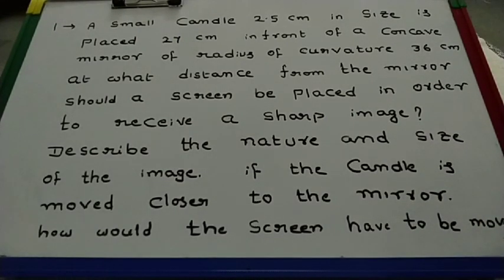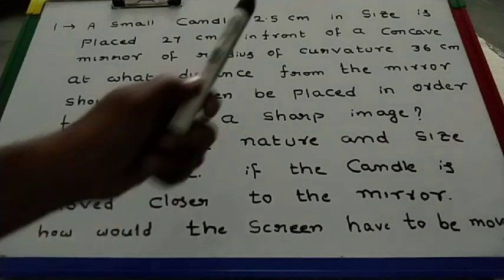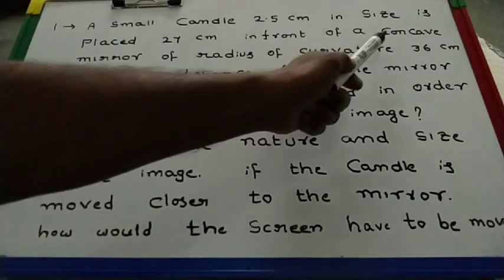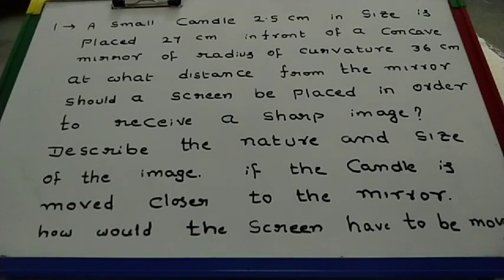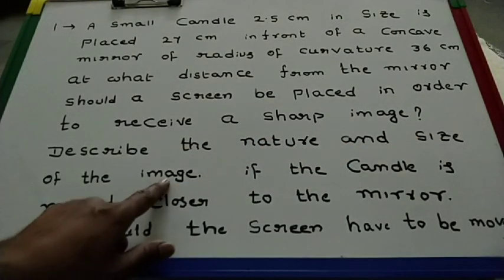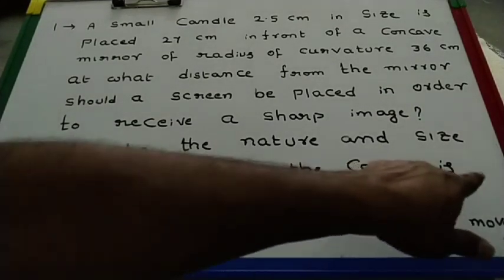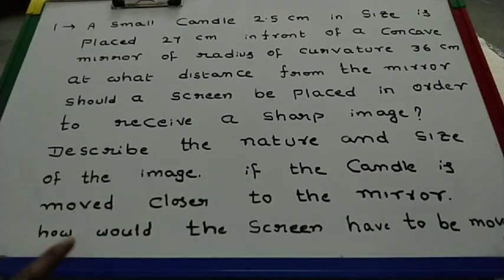Dear students, once again I am repeating the numerical. Please observe carefully. A small candle 2.5 centimeters in size is placed 27 centimeters in front of a concave mirror of radius of curvature 36 centimeters. At what distance from the mirror should a screen be placed in order to receive a sharp image? Describe the nature and size of the image. If the candle is moved closer to the mirror, how would the screen have to be moved? This is the question.